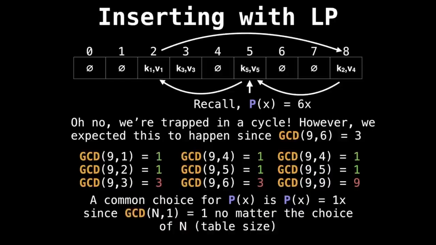So this comes to the realization that for our choice of p of x, if we choose p of x to be 1 times x, then the greatest common divisor of n and 1 is always going to be 1, no matter what our choice of the table size is, which is why p of x equals 1 times x is a very popular probing function choice.